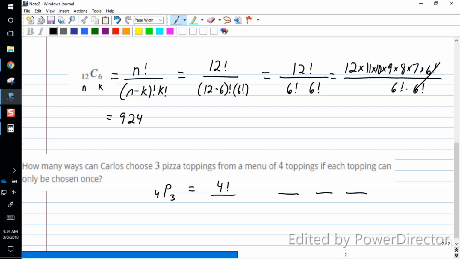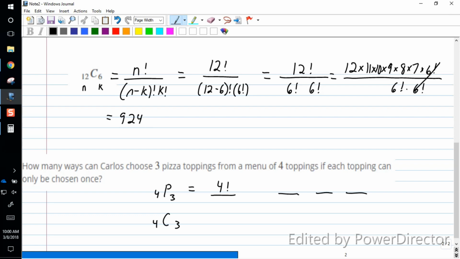I don't think this is a permutation. This has to be a combination. So how many ways can he choose? Does the order matter? The way that he chooses those, does the order matter? And the answer there is no, because think about it.